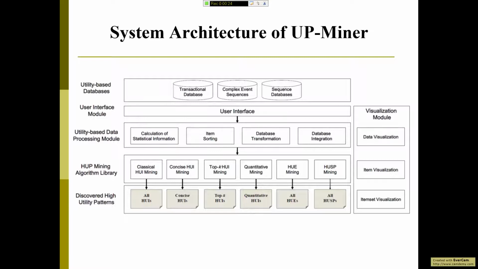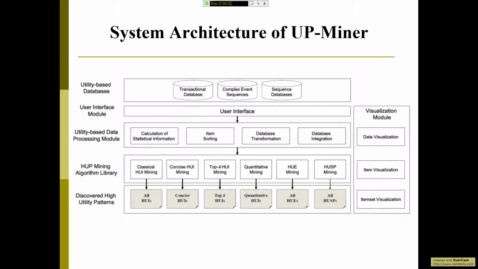The system's architecture of the toolbox is shown in this figure. It takes three kinds of utility-based databases into account, for example, transactional databases, complex event sequences, and sequence databases, and comprehensively offers 6 technologies for mining different types of high utility patterns.